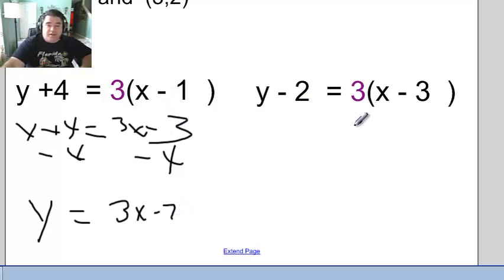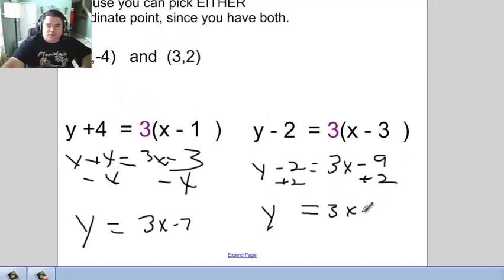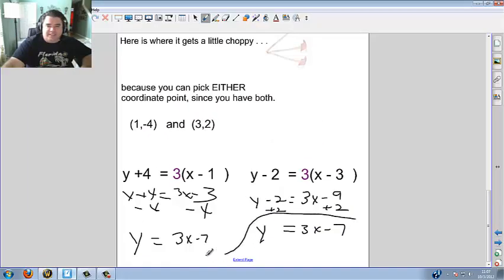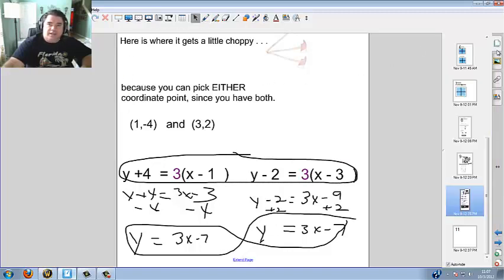Now over here, I'm going to take 3 times x, which makes 3x, and 3 times -3, which is -9. Y minus 2 equals that. Now instead of -2, plus 2, plus 2. And y equals 3x minus 7. So you see, either of these answers were technically correct. So on your homework, I will take either.